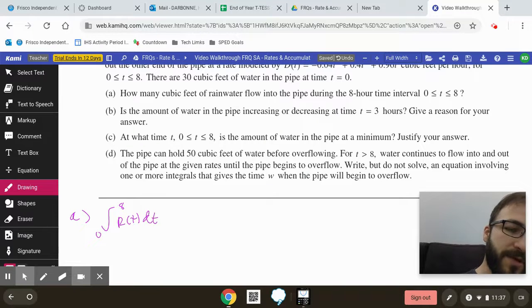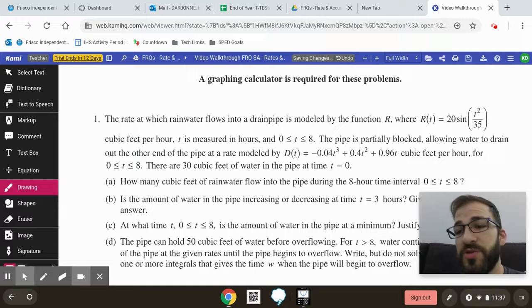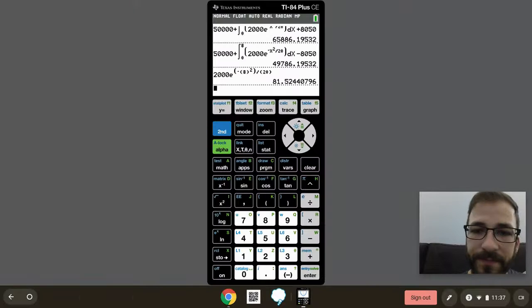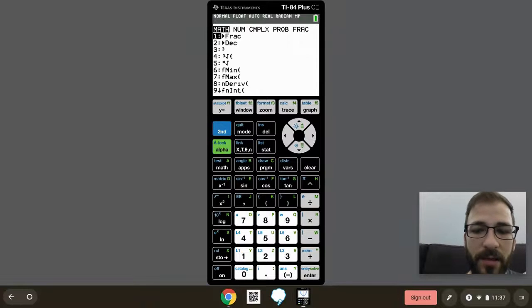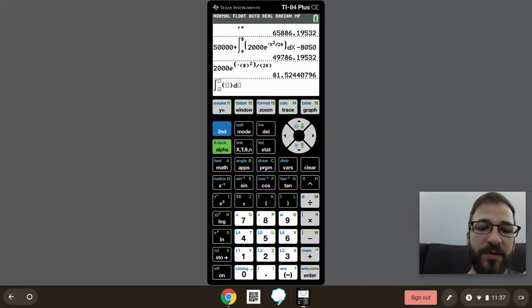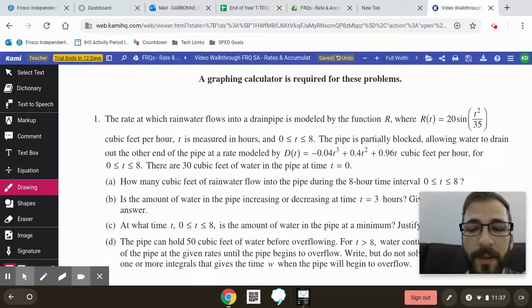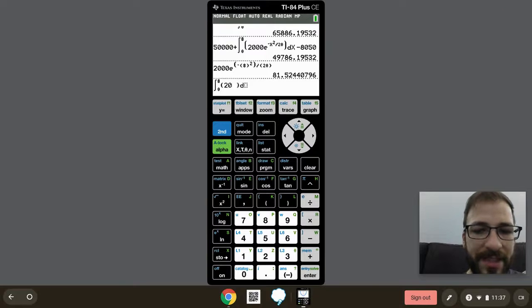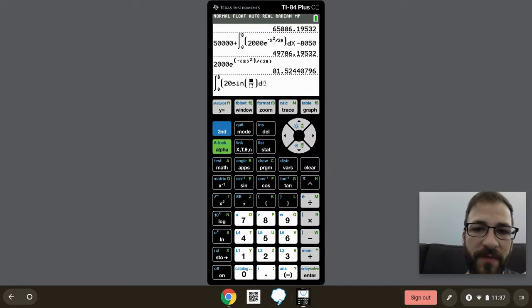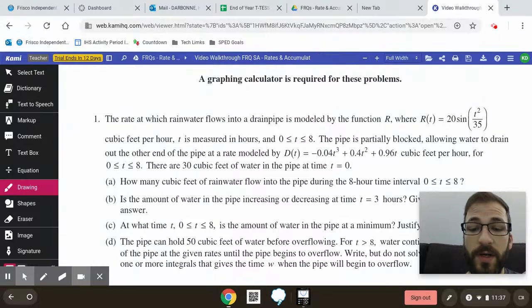And when you're writing for your exam, you can be that lazy. You don't have to write out R of t all the way. You can just abbreviate and say R of t. So the integral from 0 to 8 of R of t dt, 20 sine of t squared over 35. So math, option 9 for that function integral, 0 to 8. And then it's 20, I believe. Yep. 20 sine, alpha y equals, first option for that fraction, t squared over 35.